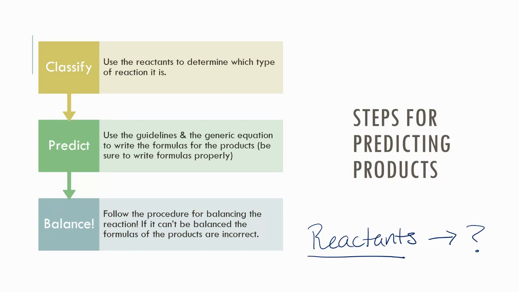So you need to be able to identify the type of reaction from just the reactants. Then you're going to use the rules that you're going to learn from these videos to predict the products. You need to make sure that you're writing formulas properly. So you are going to be using the formula writing technique that we have already learned to write proper neutral chemical formulas. And then finally, always last, we balance. So balancing is always the last step. We follow the procedure that we have been using to balance the reaction. That is always the last step. So we first classify, second predict, and last we always balance.